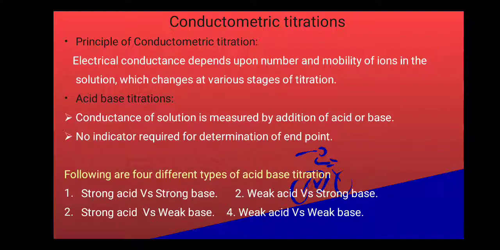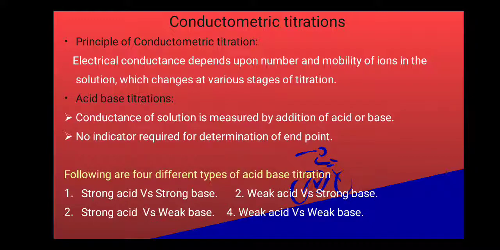The major advantage of this conductometric titration is that no indicator is required. You can find the endpoint by measuring the change in the conductance of the solution. So we will learn from this video these four different types of titration, using measurement of conductance to know the endpoint.